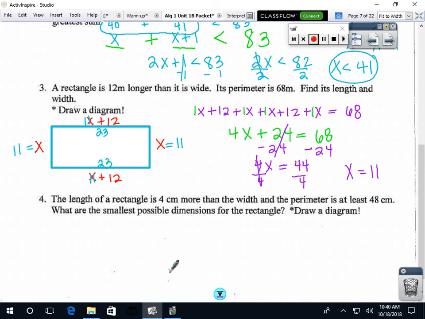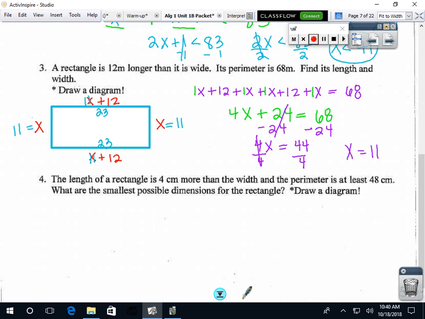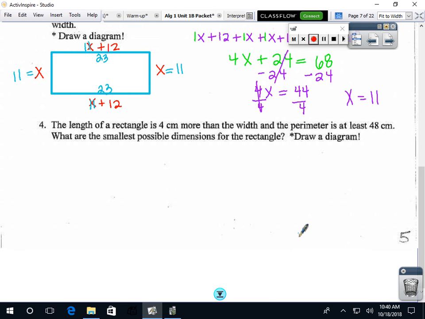Okay, we ready to try number 4? Okay, let's look at number 4. The length of a rectangle is 4 centimeters more than the width, and the perimeter is at least 48 centimeters. What are the smallest possible dimensions for the rectangle?